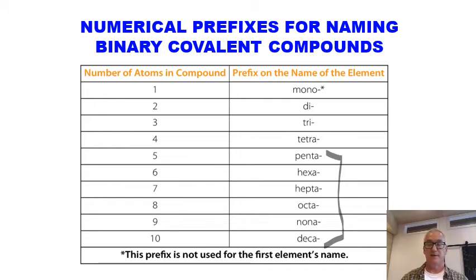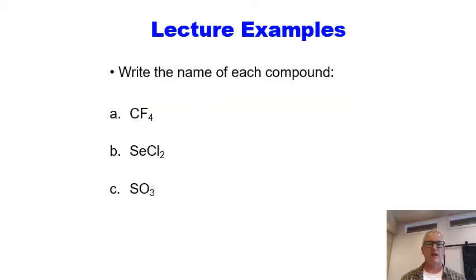You don't see a lot of super complex binary covalent compounds, binary meaning 2. If you have something really complex like sucrose, we don't give it an insanely long name. We just use the simple name for that. So let's write the name of each one of these compounds. I'll let you pause it for a second, and then we'll come back.